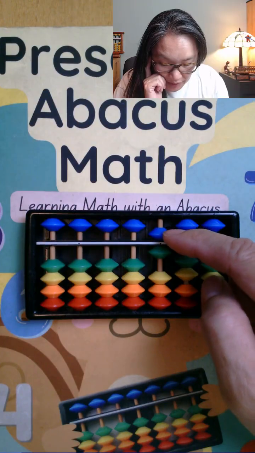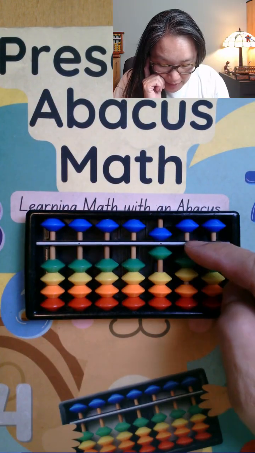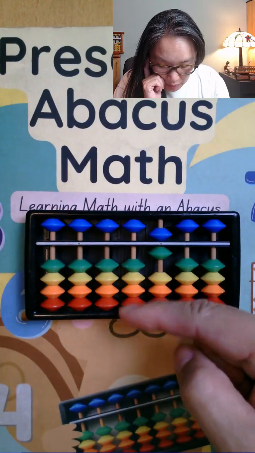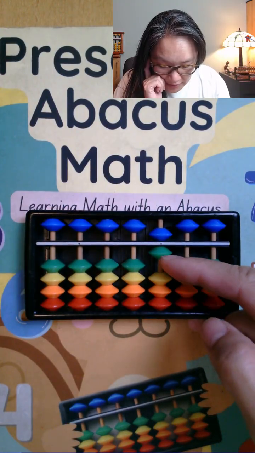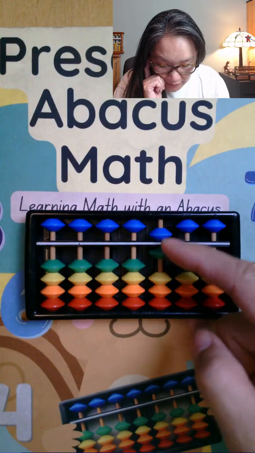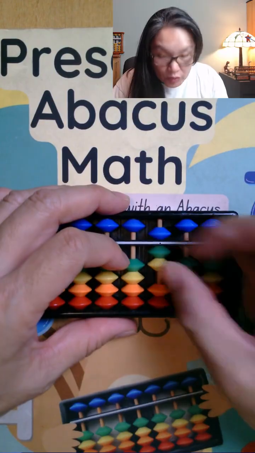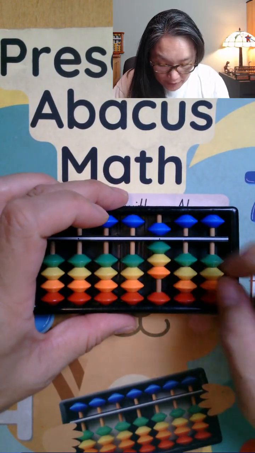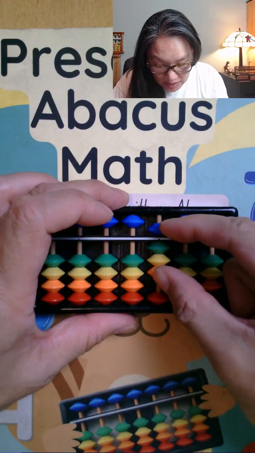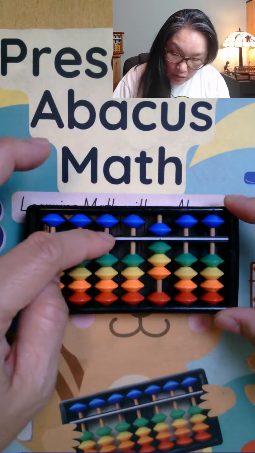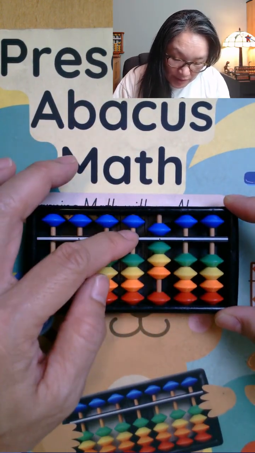The top bead has a value of 5. All the bottom beads, anything lower, has a value of 1. So if we do 5 and then 1, this is 6. And then we have 5 and 2, this is 7. 5 and 3 is 8. When we squish them together onto the horizontal bar, that is what's being counted.